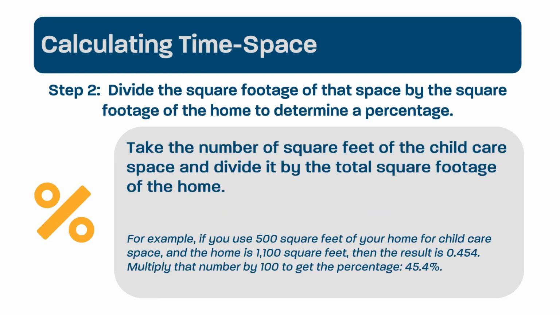Step 2. Divide the square footage of regularly used childcare space by the square footage of your home to determine a percentage. Take the number of square feet of the childcare space and divide it by the total square footage of your home. For example, if you regularly use 500 square feet of your home for childcare space, and the home is 1,100 square feet, then the result is 0.45. Multiply that number by 100 to get the percentage, 45.4%.